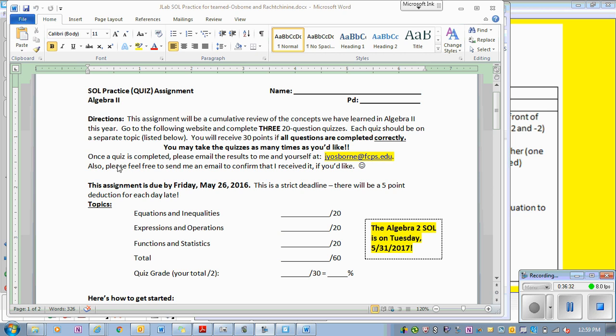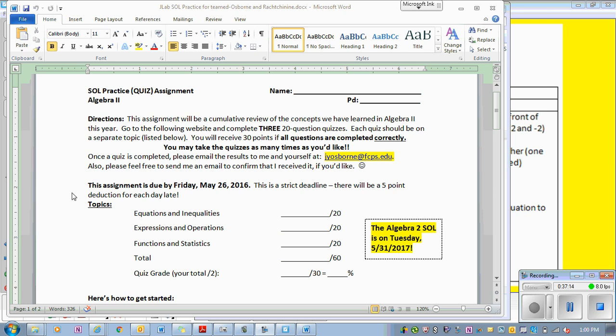Once you finish the quiz and you're satisfied with your grade, please email the results to me and to yourself, okay? Here's my email address. It's listed there for you. If you type in my email address wrong and it doesn't come to me, that is not my fault, okay? And after you send your JLab, if you want to send me an email just to confirm and say, Ms. Osborne, I just sent my JLab results. Can you just tell me you got it? I'll be happy to email you back, okay, and let you know. But that's why we recommend that you also send it to yourself in case it doesn't come to me, okay?